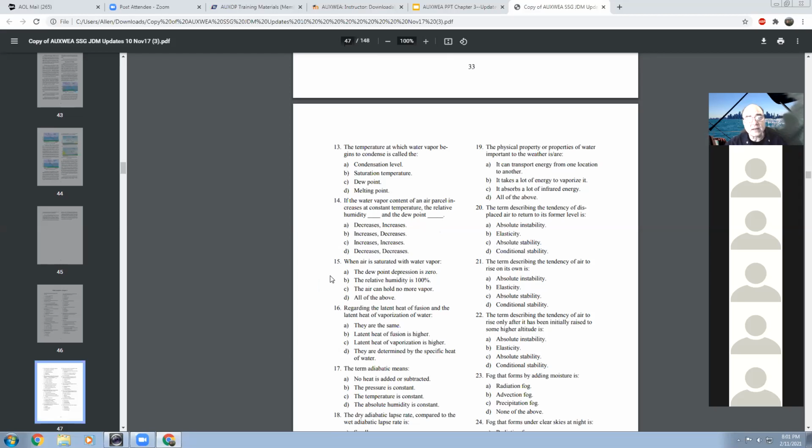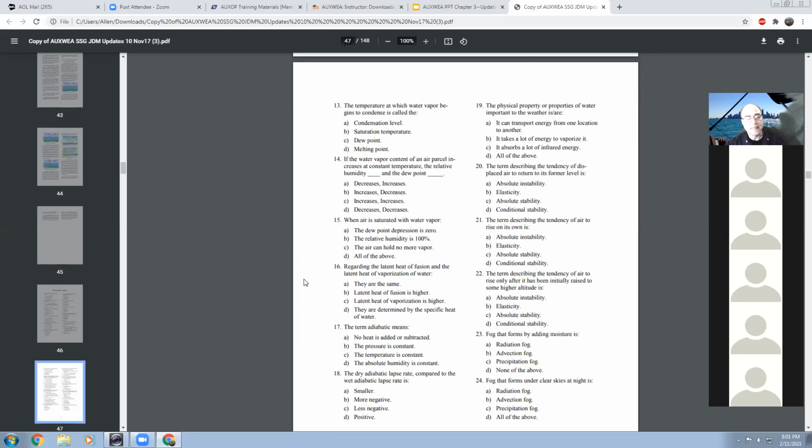Amanda, how about 15? When air is saturated with water vapor. Are you there, Amanda? Yeah, just a second. Let's see. All of the above? All the above is correct. Anita Lutkus, 16. Regarding the latent heat of fusion and the latent heat of vaporization of water. C. Latent heat of evaporation is higher. Correct.